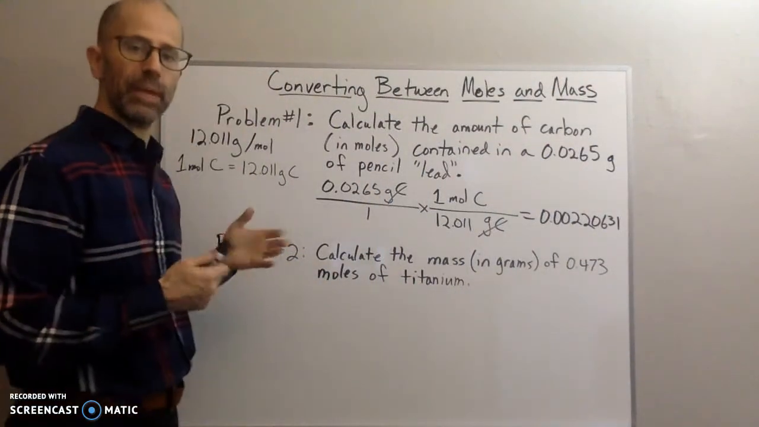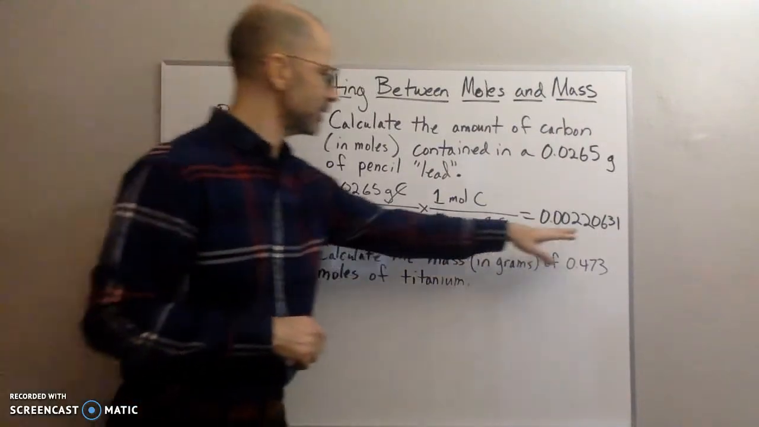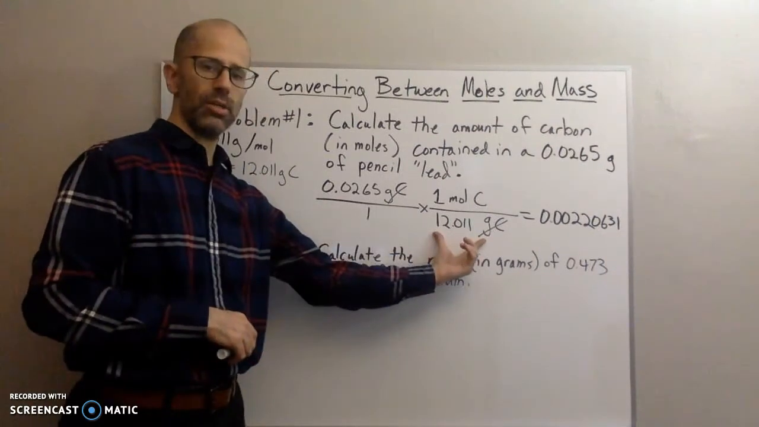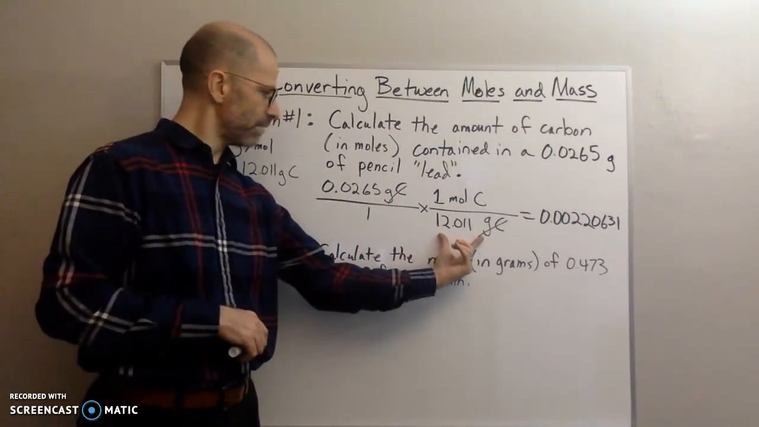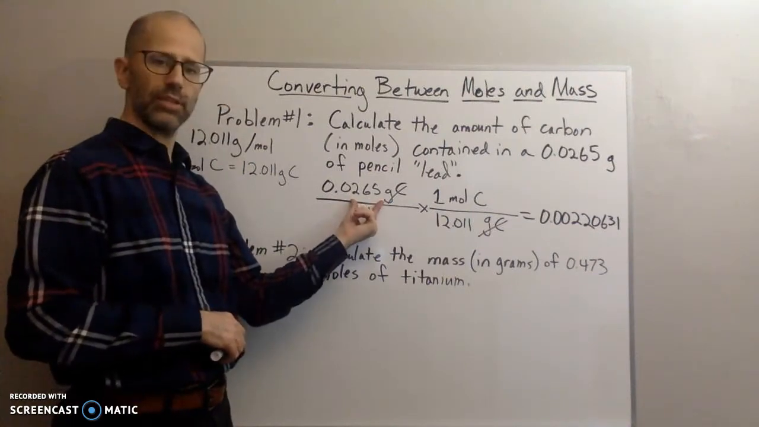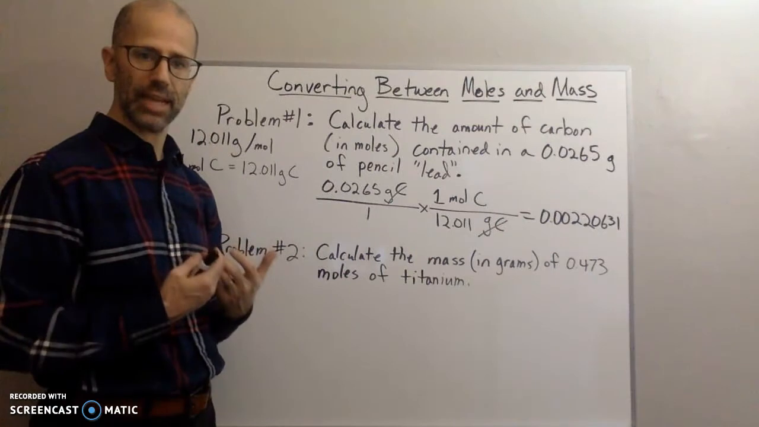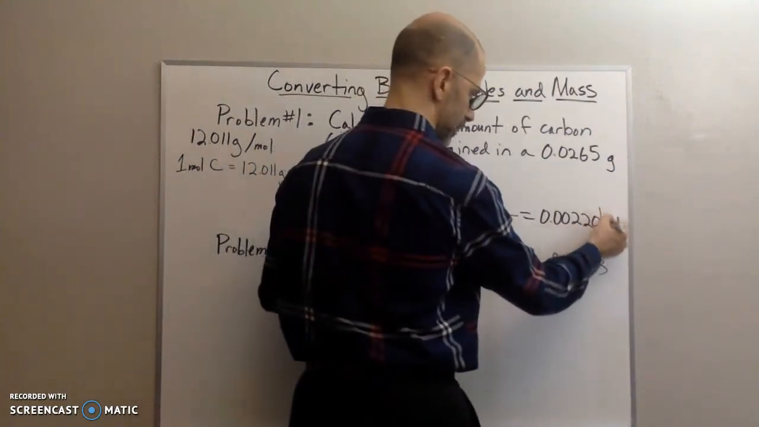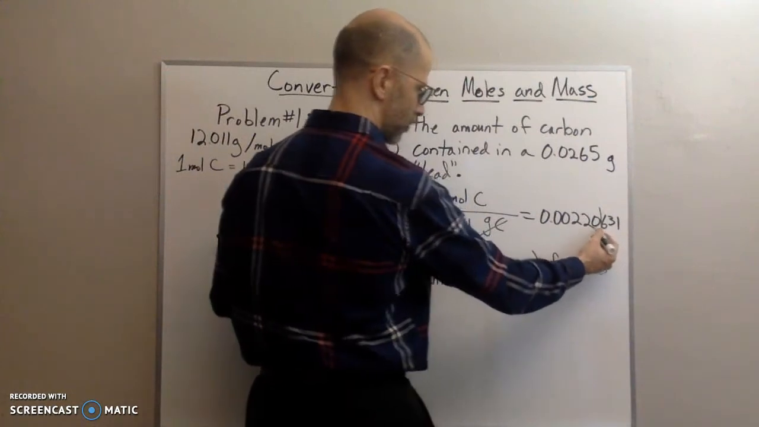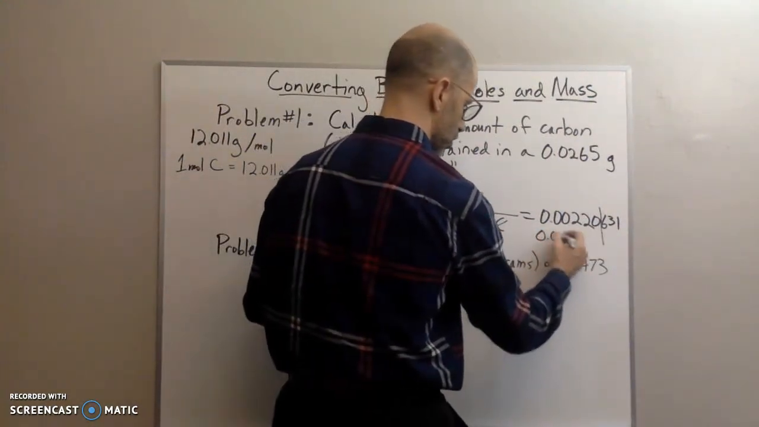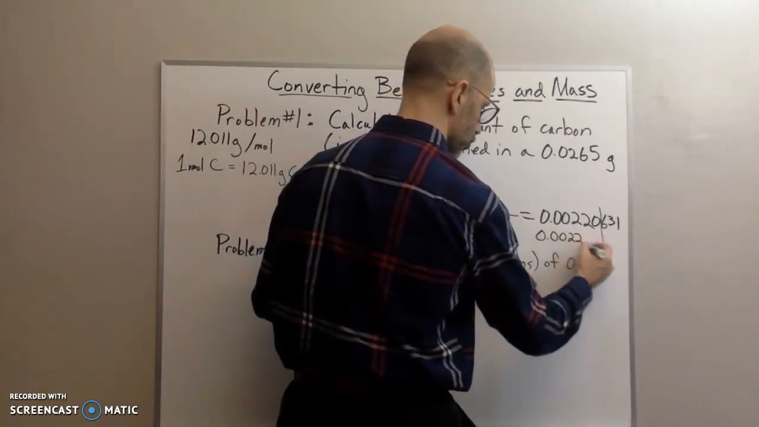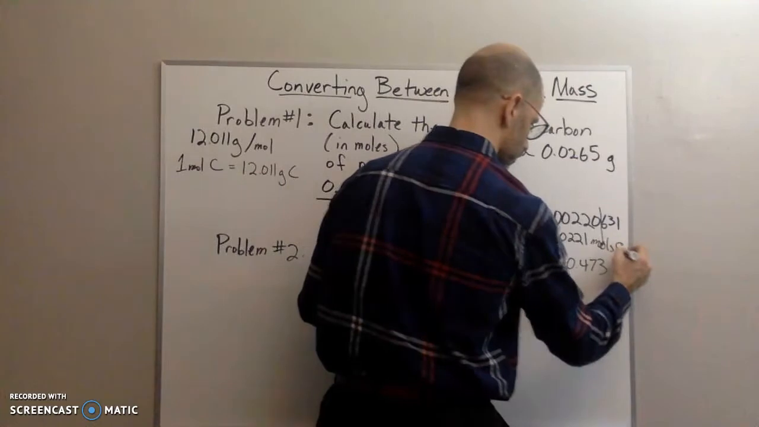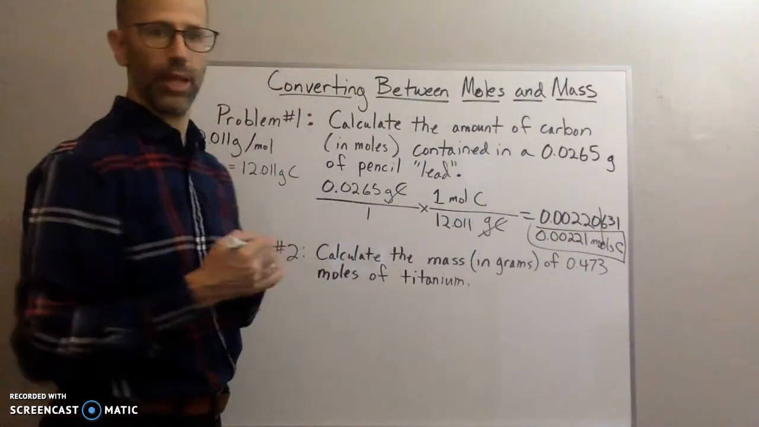Now I have to make sure my sig figs are correct. I can't keep all these digits, so I go back to the numbers that I multiplied and divided by. This is a measure with 5 sig figs. This has 3 sig figs. The least number is 3, so my answer should have that same number of sig figs, which is 3. So 1, 2, 3. I drop it off there. I have a 6 here, which means I round that to a 1. So my final answer is 0.00221 moles of carbon. That would be my final answer for that problem.